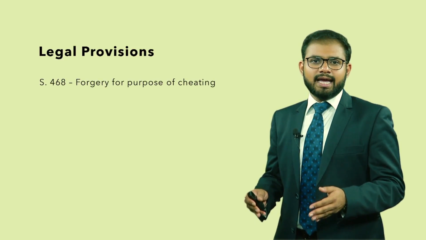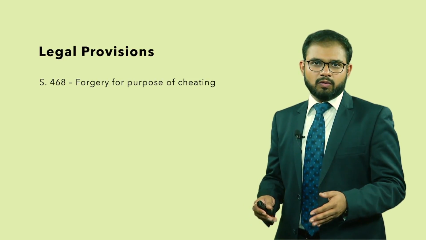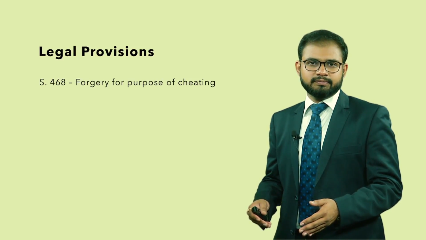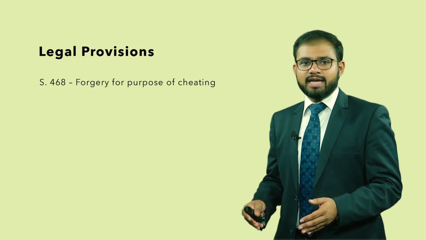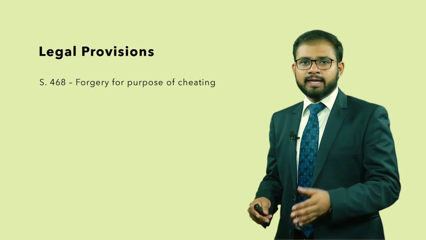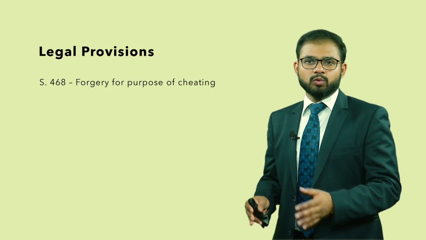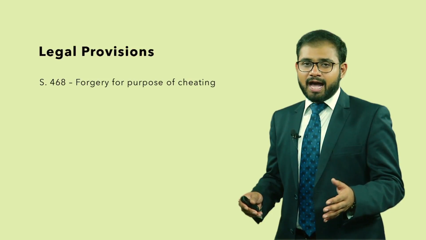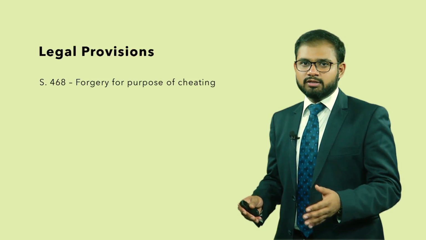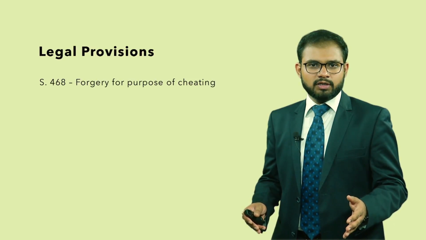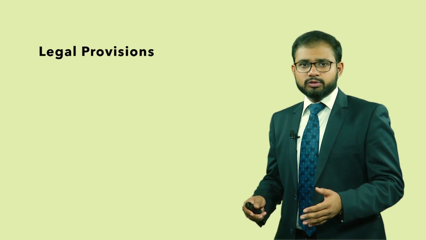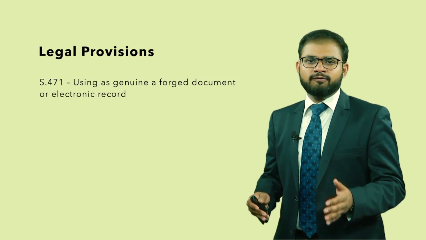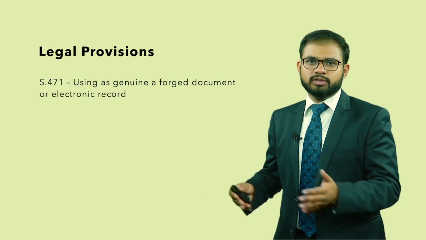Section 468 of the Indian Penal Code states forgery for the purpose of cheating. Whoever commits forgery intending that the document or electronic record forged shall be used for the purpose of cheating shall be punished with imprisonment of either description for a term which may extend to 7 years and shall also be liable to fine. Also, section 471 criminalizes using as genuine a forged document or an electronic record.